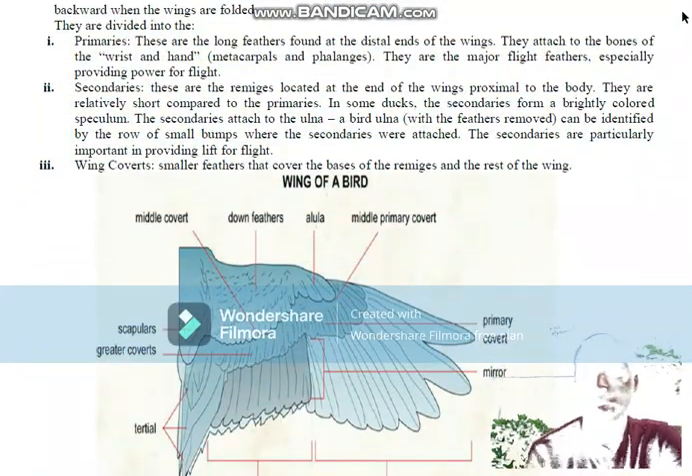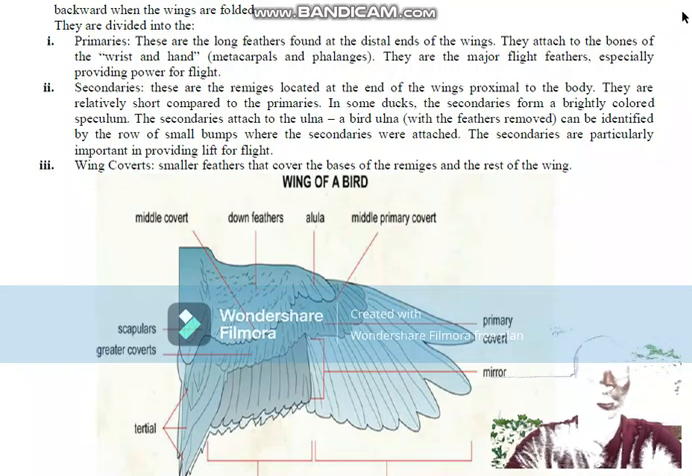Every year, but there were some parts of the wings, like the primary feathers, the secondary feathers, and all those. Now here we're going to talk of them in large. Just generally, they're divided into almost three parts, which are primaries, secondaries, and wing coverts. The primaries are the long feathers that are found at the distal end of the wing.